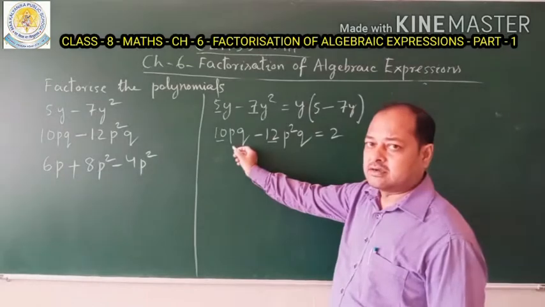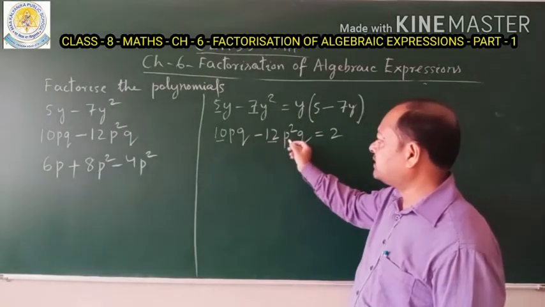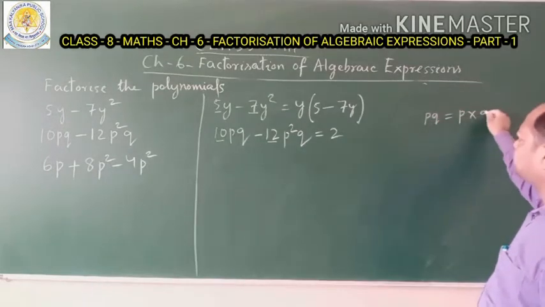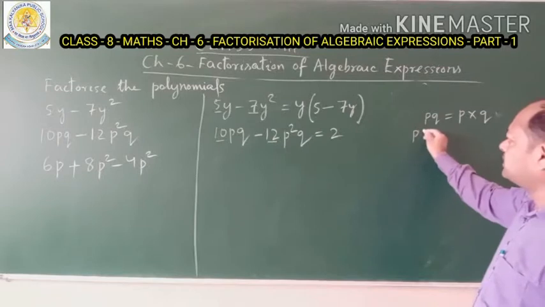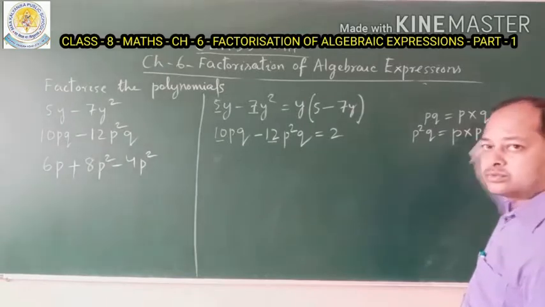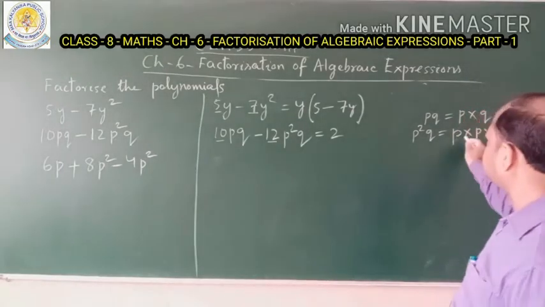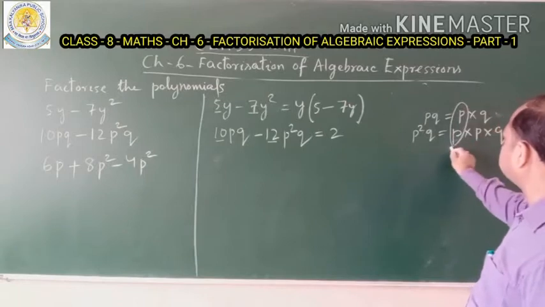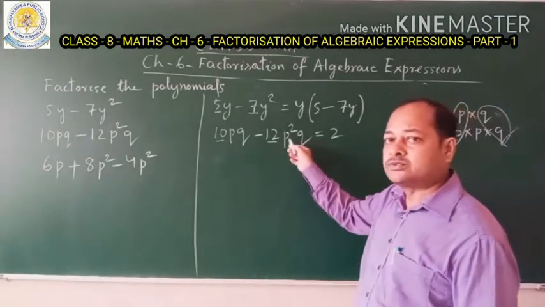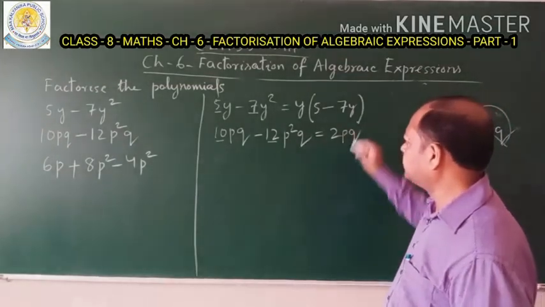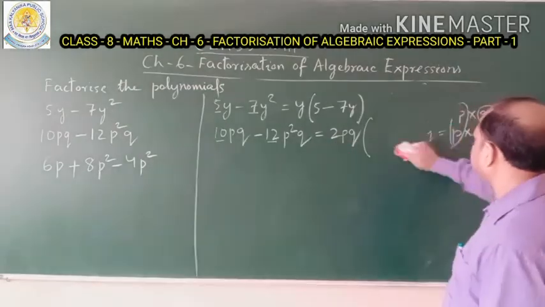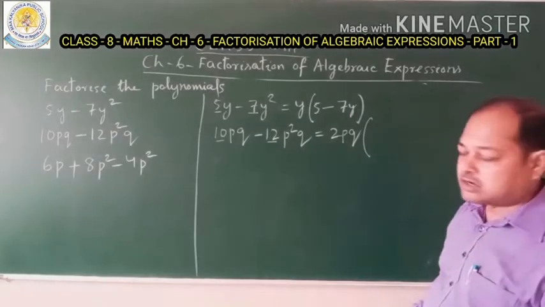Now look at the literals or the variables. Here it is pq, here it is p square q. pq can be written as p into q, and p square q can be written as p into p into q. So here we see that p is common in both cases, q is also common in both cases. That means p and q are common in these two terms. So I am writing here pq. So 2pq is the common factor.